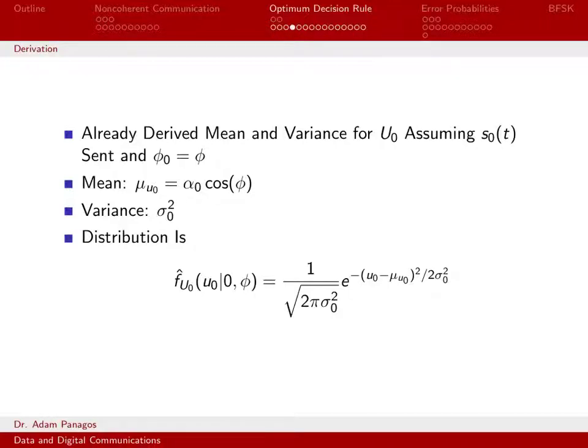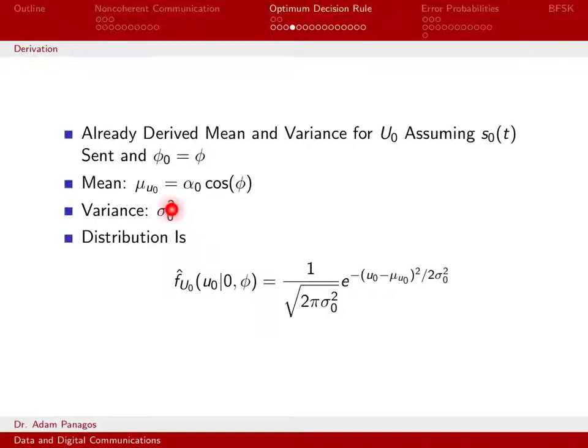We've already derived the mean and variance for U0, assuming that S0 was sent, and assuming that we had a specific value for phi. We've already done that math. If you recall, we already computed the mean. The mean was alpha sub 0 times cosine of phi. So if I knew what phi was, I could plug in here and get the mean. We already computed the variance. We call it sigma sub naught squared, and we had an expression for that.